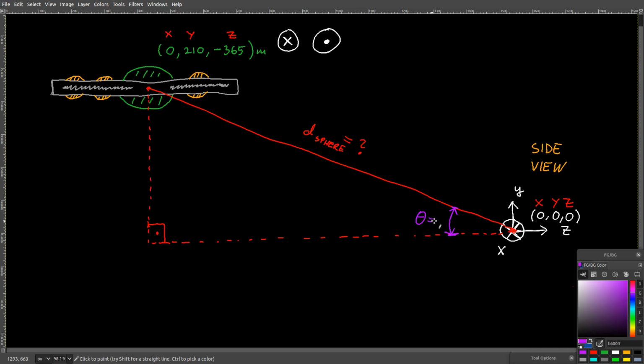Then you have to find the angle theta that is between the D sphere line and the z-axis as shown here. The angle must be in degrees, not in radians. And of course, D sphere has to be in meters.